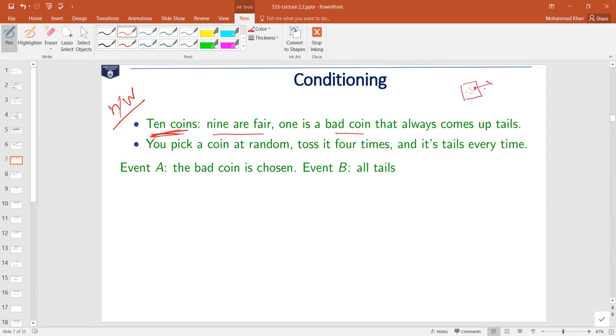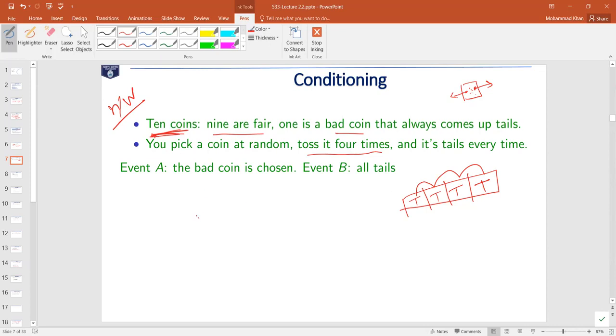We randomly pick a coin and toss it 4 times. And we see that all the time it is giving us tails. So the 4 tosses all gave us 4 tails. Now the question is, what is the probability that we picked the bad coin? Now, if we pick a good coin, the probability is low, but it's not impossible to get 4 tails in a row. It is possible, but almost improbable.